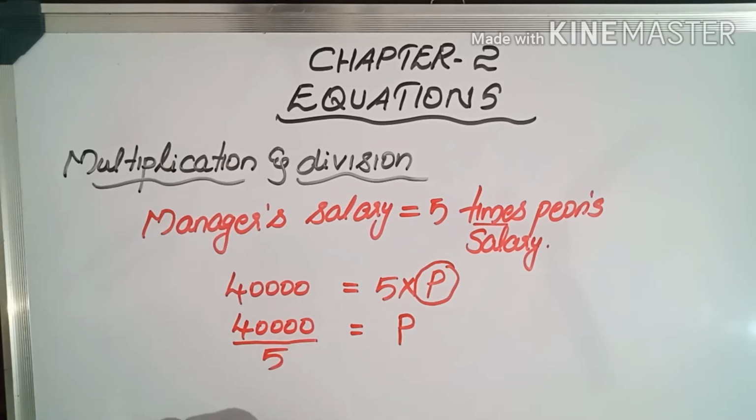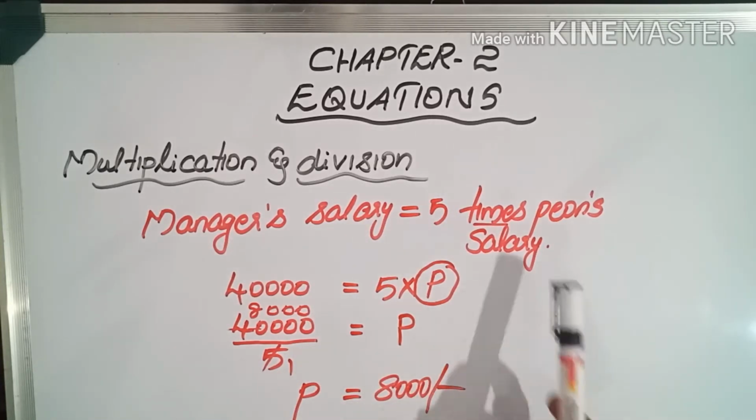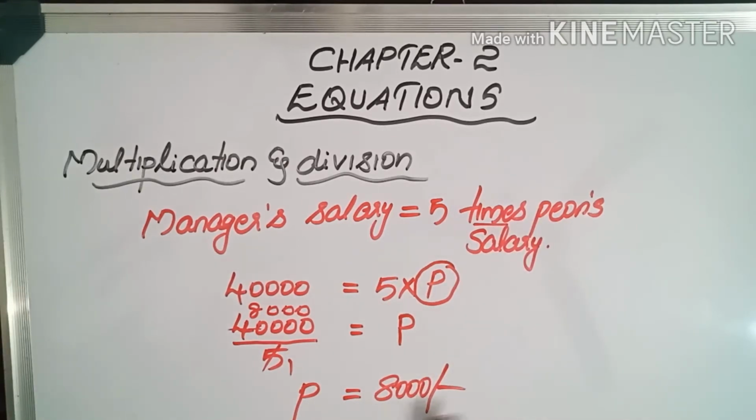Now by simplifying this, we can find the peon's salary. In 5 only one 5. In 4 no 5s, so take 40. In 40 how many 5s? 8 fives are 40. Then 3 zeros balance. That means the peon's salary is 8,000 rupees. Now 5 times peon's salary means 8,000 into 5, which is 40,000. So this is the method, multiplication and division.